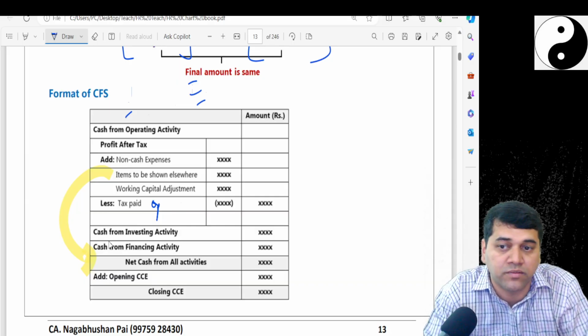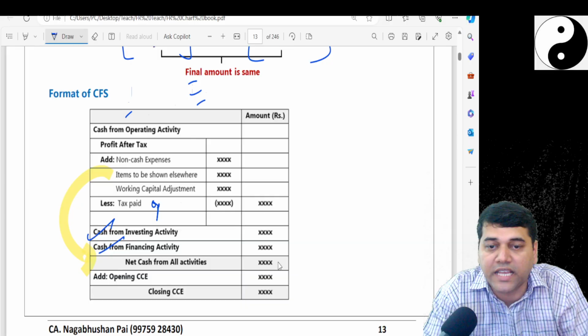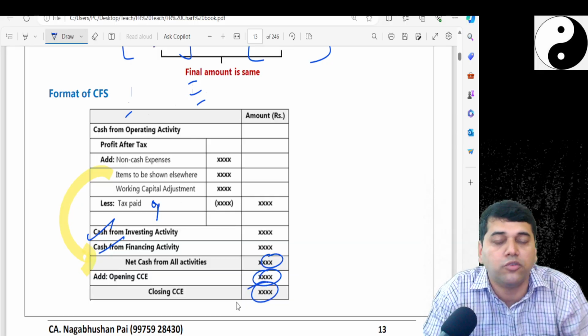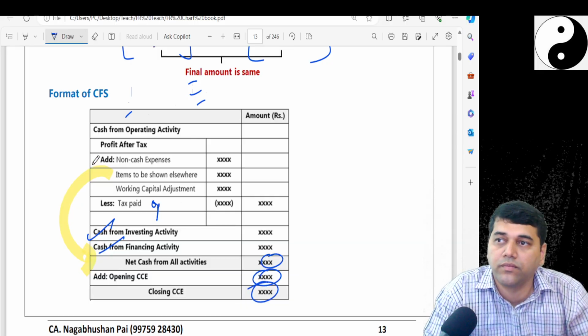It is the presentation. You have got investing and financing, net cash flow, add opening, you got the closing cash flow. Okay.